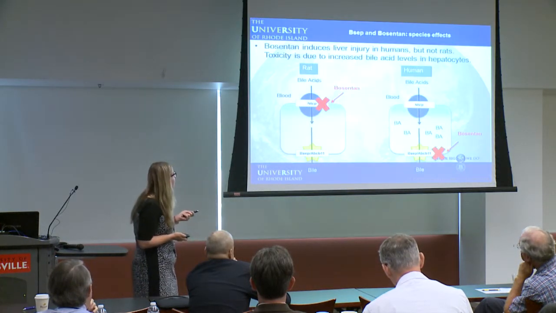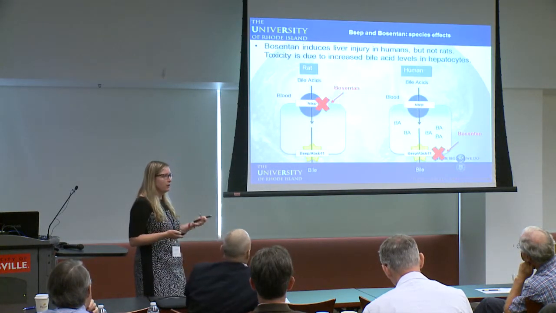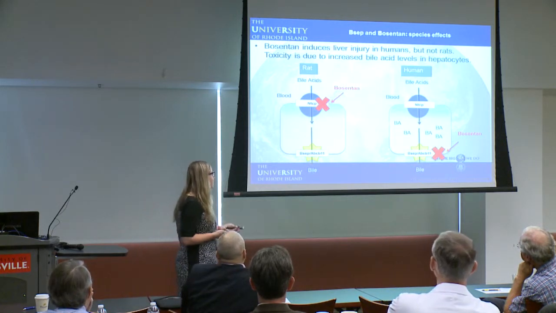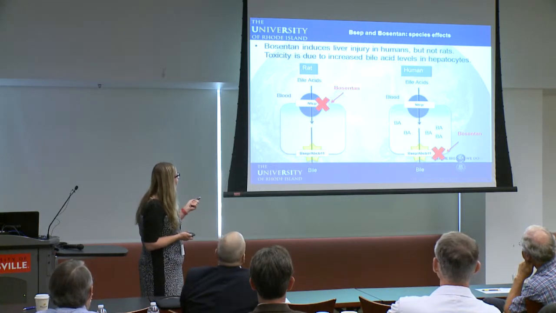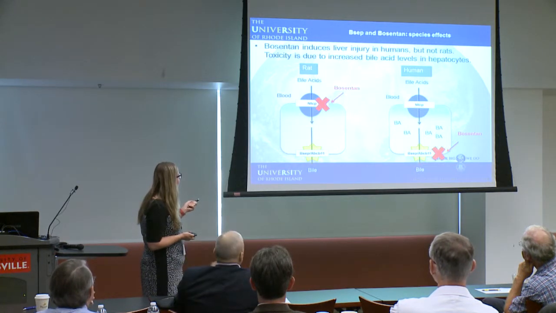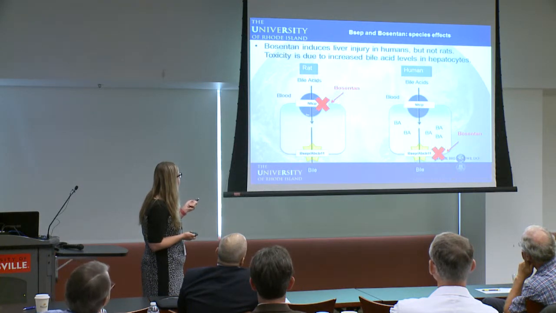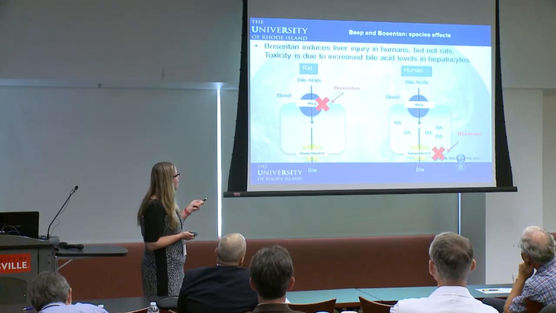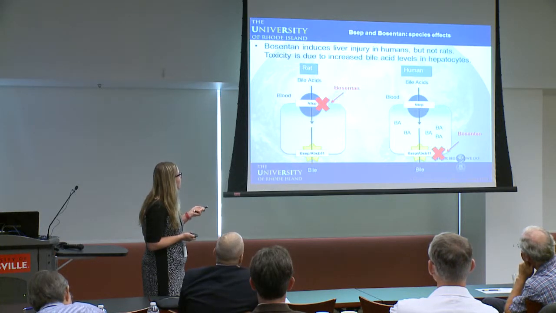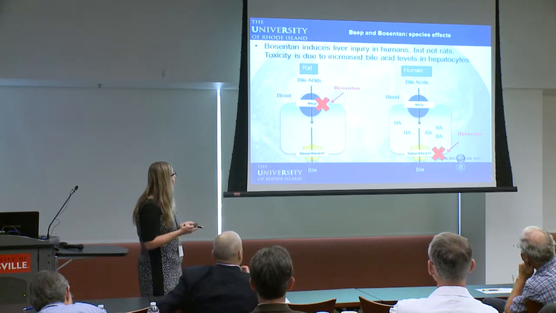And this is just an example of species differences in how you have to understand whether there's perhaps a BSEP mechanism or not. So in rats, bosentan is not hepatotoxic, and that's because it actually blocks NTCP, and bile acids can't get into the liver. Whereas in humans, bosentan does not inhibit NTCP, gets into the hepatocytes, but it does inhibit BSEP. And when it inhibits BSEP, you get an accumulation of bile acids in the hepatocyte, and then toxicity.